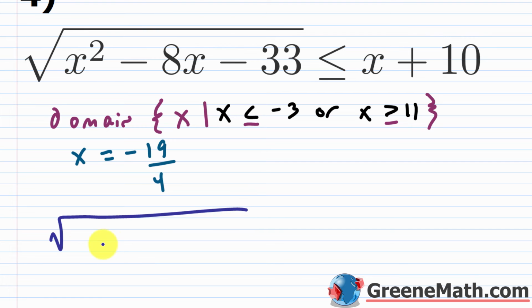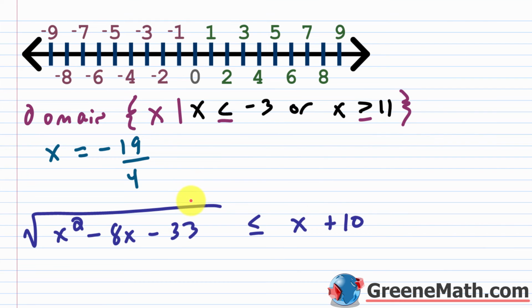We have the square root of x squared minus 8x minus 33, and this is less than or equal to x plus 10. All right, so coming to the number line, you're going to have 4 intervals. Let's start with negative 19 over 4, which again is negative 4.75. Let's just say that's about right there. So this is negative 19 over 4.